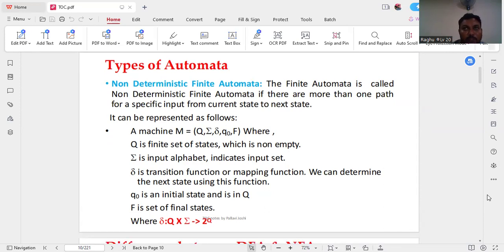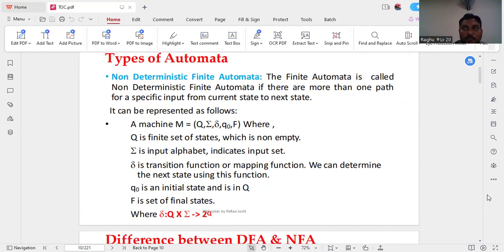2^Q means there is more than one specific path from the current state for the current input symbol. Whereas in DFA, single path, it means Q × Σ → Q. But here Q × Σ → 2^Q, means more than one specific path from the current state for the current input of the given alphabet.